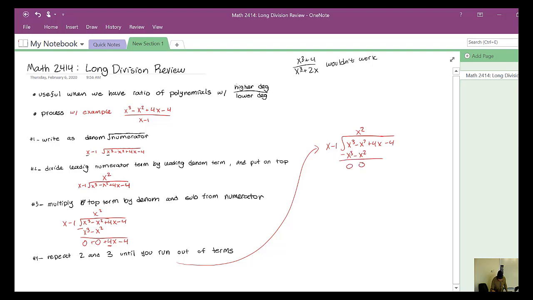Sorry, 0, plus 4x minus 4. So we multiply these out and we get 4x minus 4, which cancels. And so our answer is x cubed minus x squared plus 4x minus 4 all over x minus 1 equals x squared plus 4.